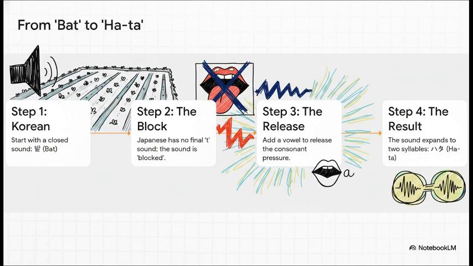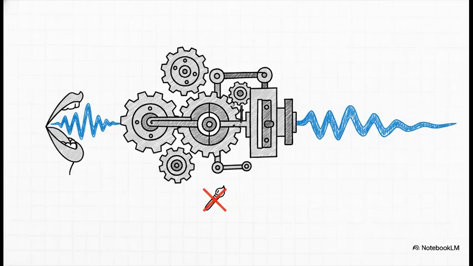And the result, step 4, is that the sound expands. One syllable becomes "hata," two syllables. And I really want to stress this part. This is not an artistic choice. It's not a stylistic preference. It is a physical, mechanical requirement that is baked right into the sound system of the Japanese language. The sound literally has to expand.